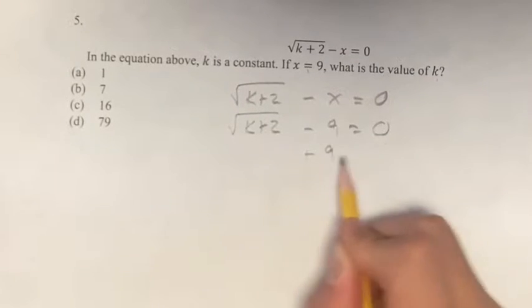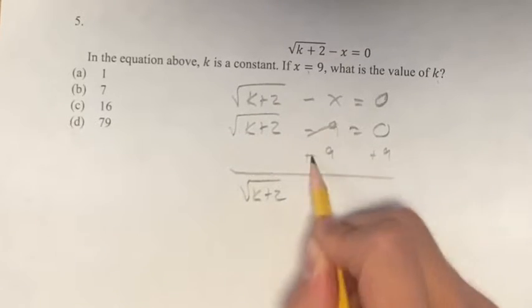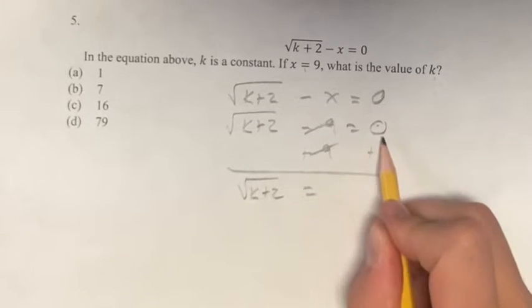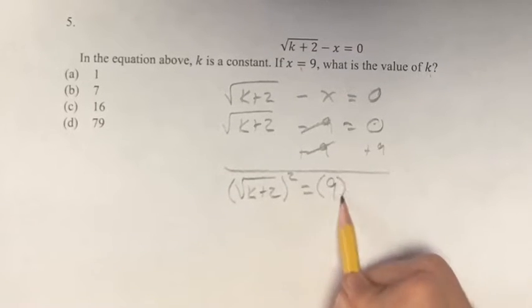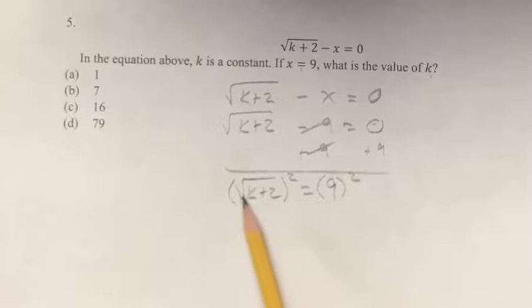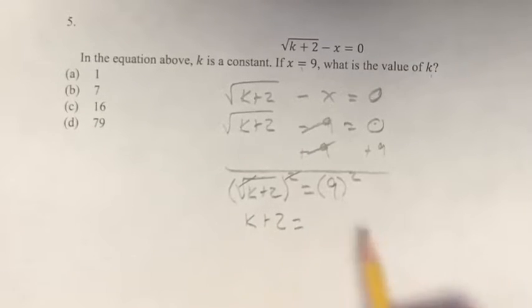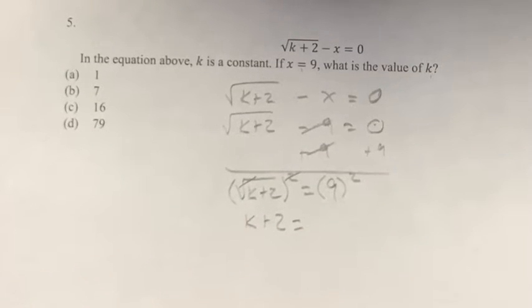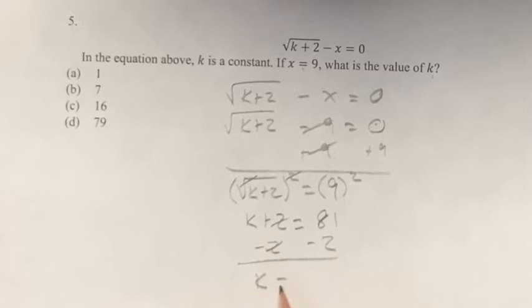So adding 9 to both sides, we'll get the square root of k plus 2 on its own, because these will cancel. We're going to say that's equal to 0 plus 9, which is 9. Now if we square both sides, on this side we have the square root of k plus 2 squared. Well, the square root of anything squared is just the thing inside. So k plus 2 is equal to 9 squared. 9 squared is 81. So if k plus 2 is 81, subtract 2 from both sides, we get k is equal to 81 minus 2, which is 79.